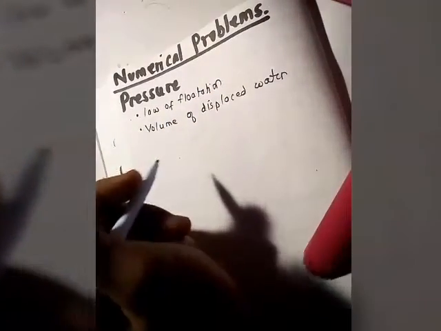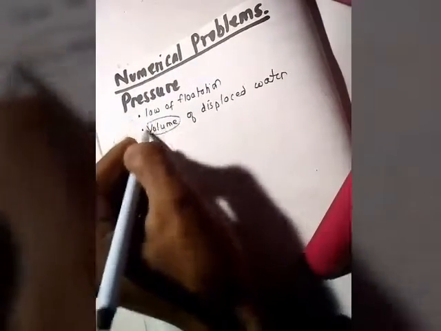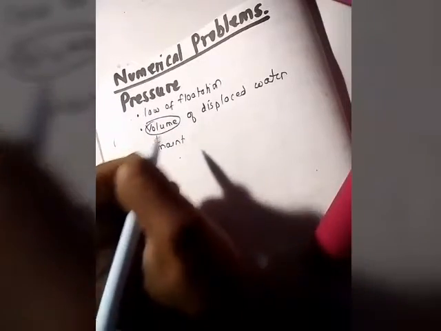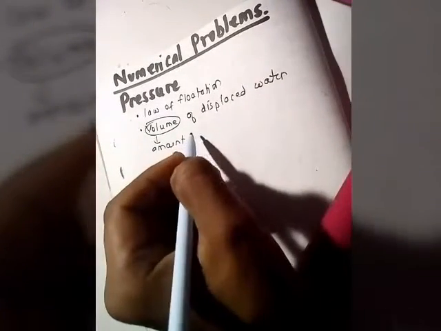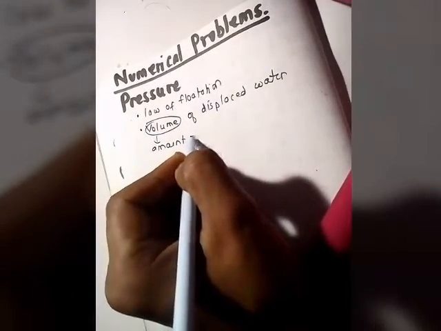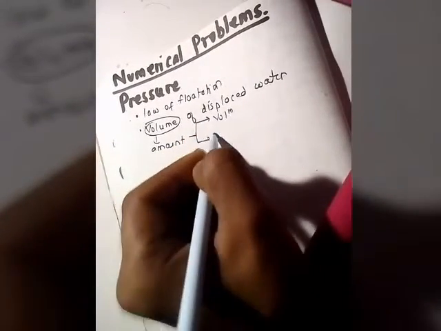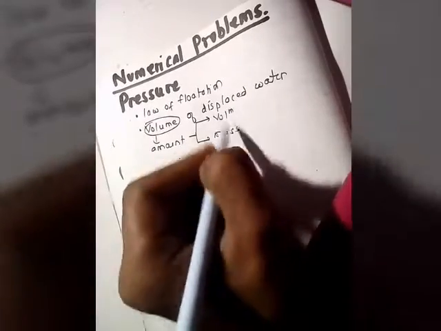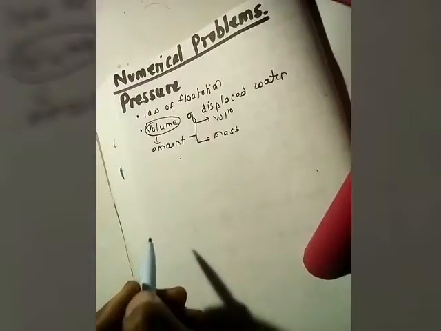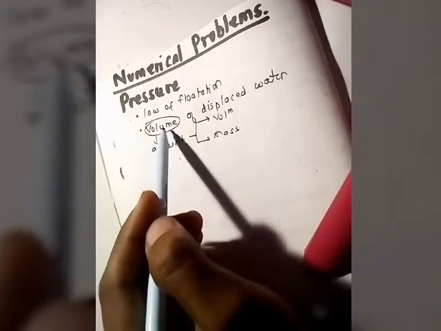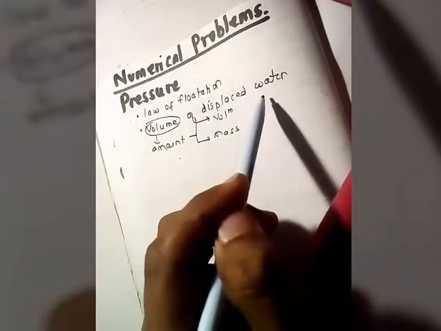Whenever an object is kept in a liquid, we have to find the volume of displaced water. On an exam we may simply ask the amount of displaced water. Whenever you talk about the amount of displaced water, we should find at least two things. One, you can find the volume, and the next one, you can find the mass. It's better to find both. Now in this series we'll talk about the amount of displaced water.